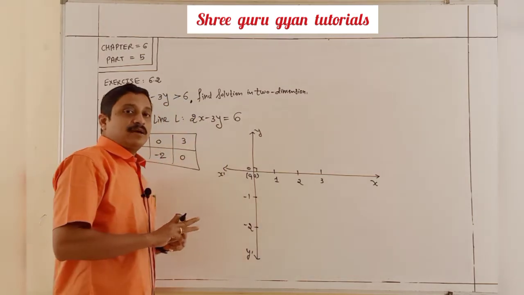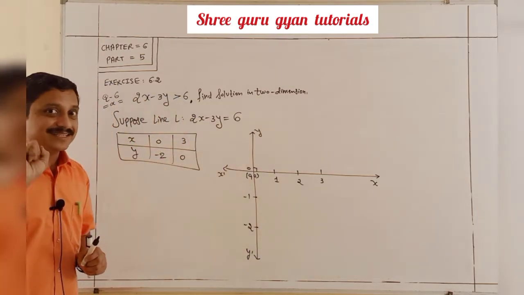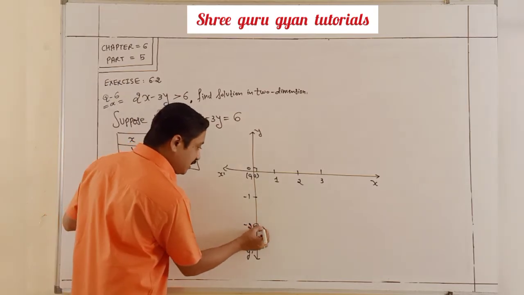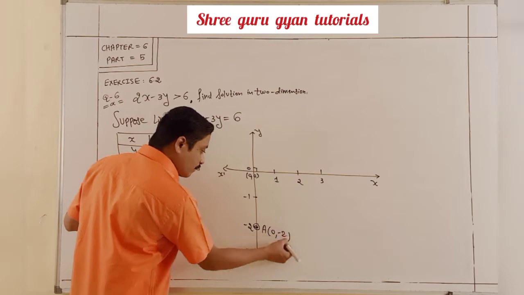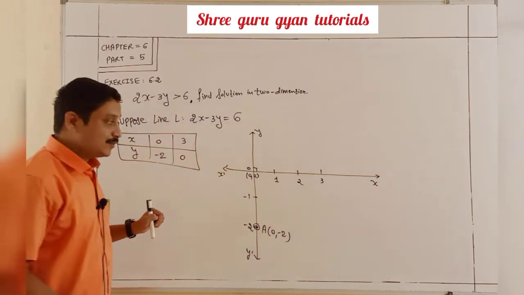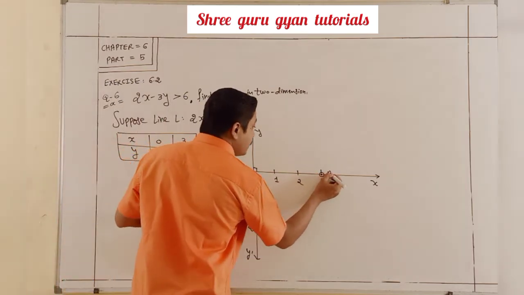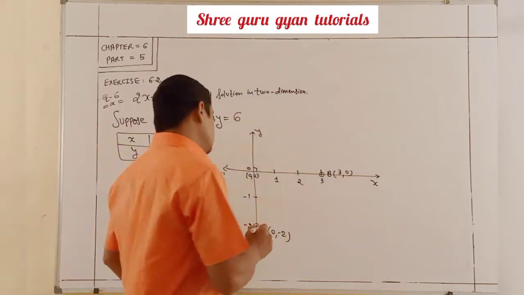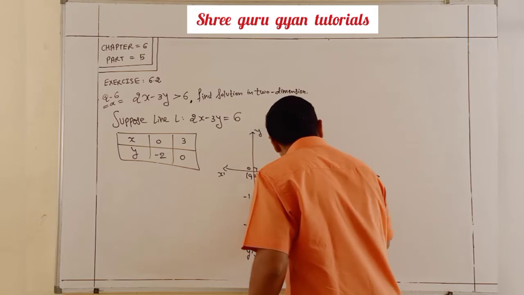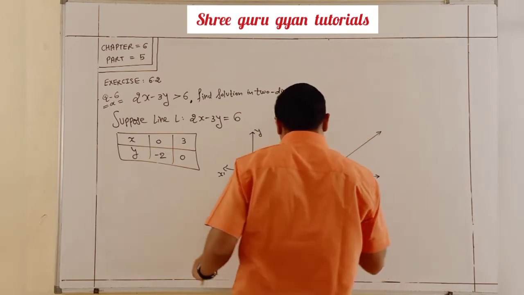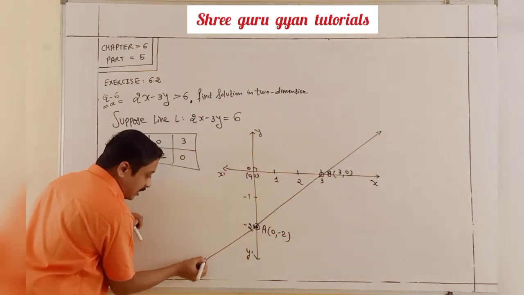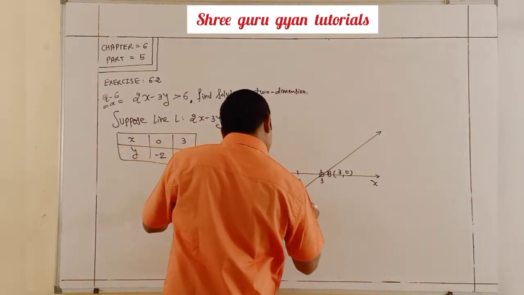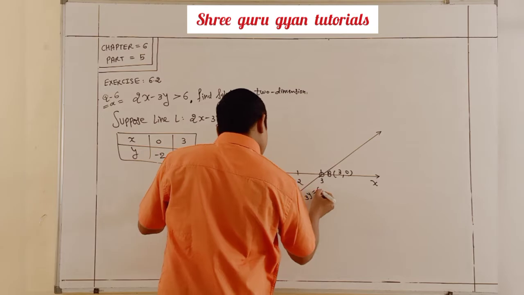Take a proper measure using a pencil and scale. Now let point A be (0, minus 2), here approximately 0.8. And B is (3, 0). Plot that point B and join them both. So students, here A and B, I make one line passing through A and B, and the line is ready. What is the line? 2x minus 3y is equal to 6.